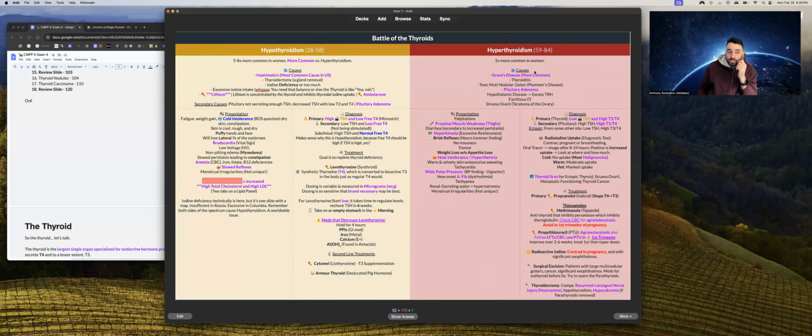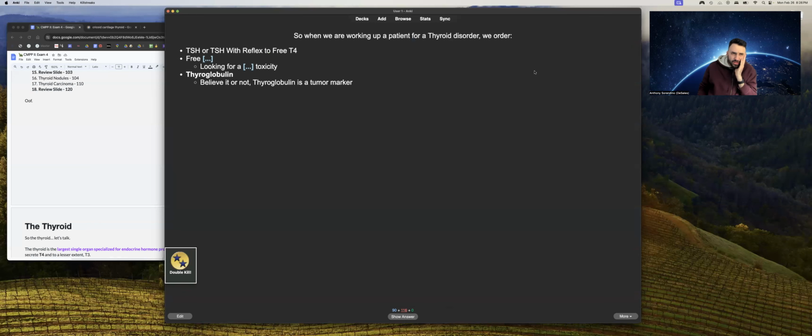Yeah, your whole lipid panel is increased. Not technically, your cholesterol synthesis. What's the most common cause of hyperthyroidism? Graves' disease. Please be a question. Low voltage EKG. Free T3 with TSH with reflex to T4.